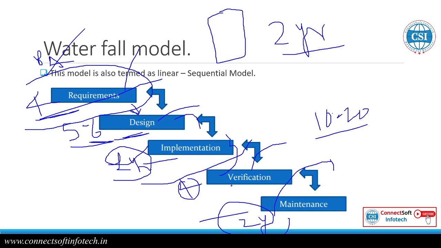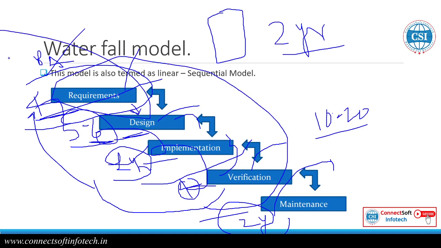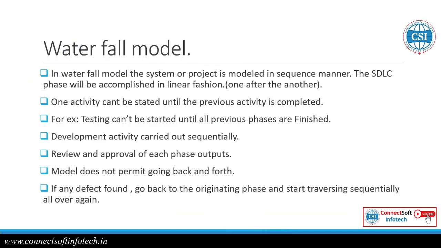If a defect is found, then we report the defect, and the requirement gets changed once again as per the defect found. So we need to follow everything again: requirement, designing, implementation, then verification. This is the disadvantage. Every stage we need to follow if any defect is found. So if any defect is found, go back to the originating phase and start traversing sequentially all over again. This is the waterfall model.